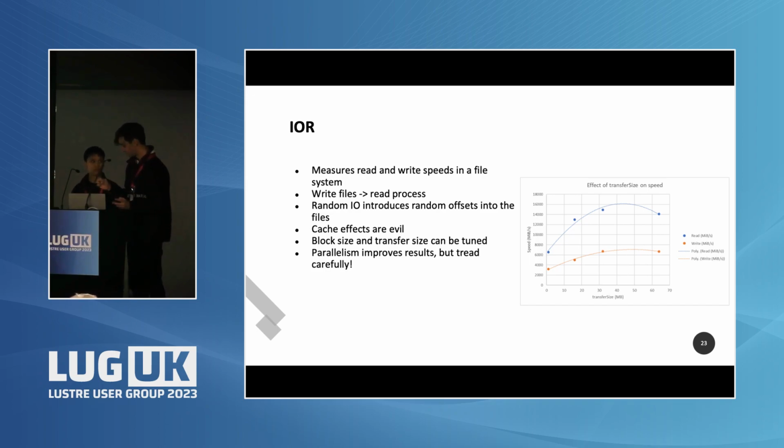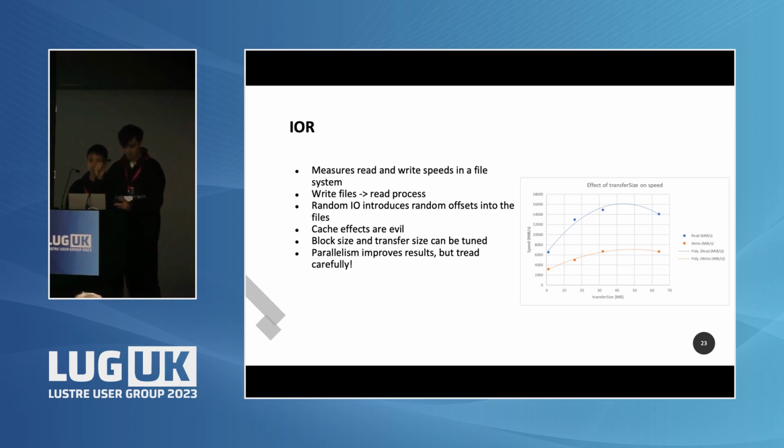Then in terms of tuning, the first thing we found was the transfer size, which we could try and make better. The total data transferred by a rank is called the block size, and we split it into IO requests of a specified transfer size. If it's smaller, you get more transfers per second, but less data for each transfer.